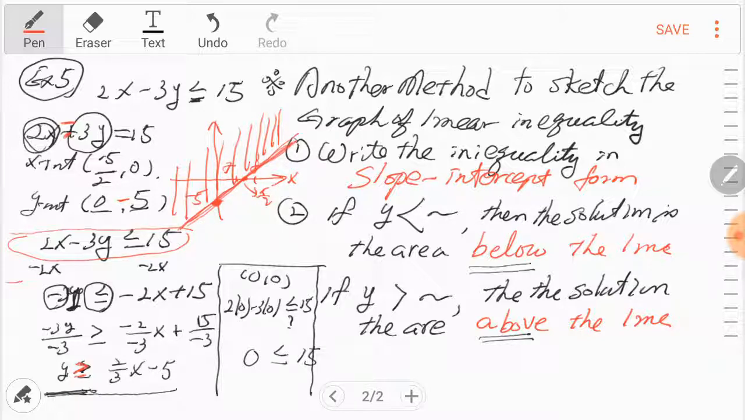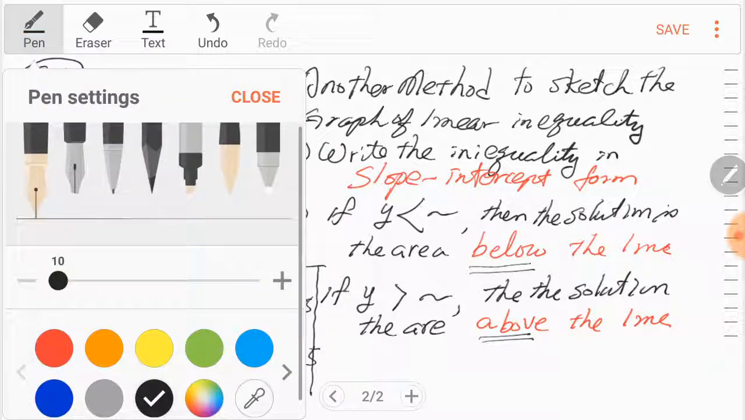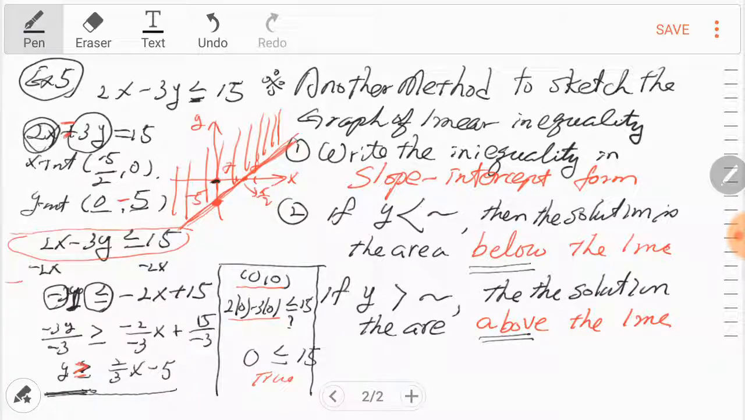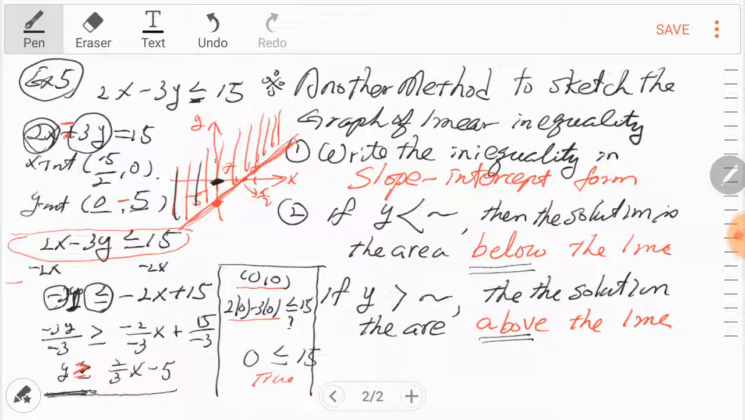Now let's test any point outside the line. Let's try 0, 0. When x equals 0 and y equals 0, the left-hand side is 0. 0 is less than or equal to 15. This is true. So the area that contains the origin 0, 0 is the solution, including the solid line. I'm sorry for the mistake. I copied the question incorrectly.